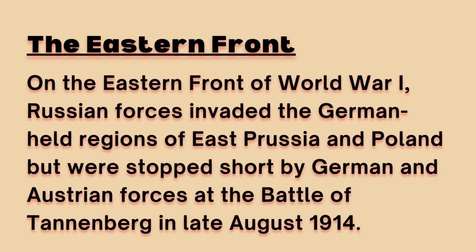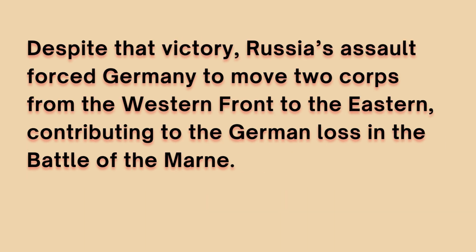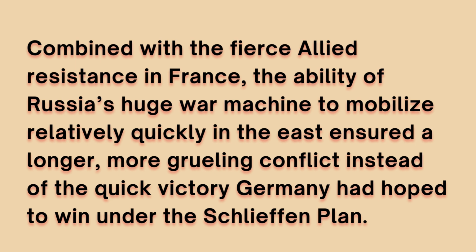The Eastern Front. On the Eastern Front of World War I, Russian forces invaded the German-held regions of East Prussia and Poland, but were stopped short by German and Austrian forces at the Battle of Tannenberg in late August 1914. Despite that victory, Russia's assault forced Germany to move 2 corps from the Western Front to the Eastern, contributing to the German loss in the Battle of the Marne. Combined with the fierce Allied resistance in France, the ability of Russia's huge war machine to mobilize relatively quickly in the East ensured a longer, more grueling conflict instead of the quick victory Germany had hoped to win under the Schlieffen Plan.